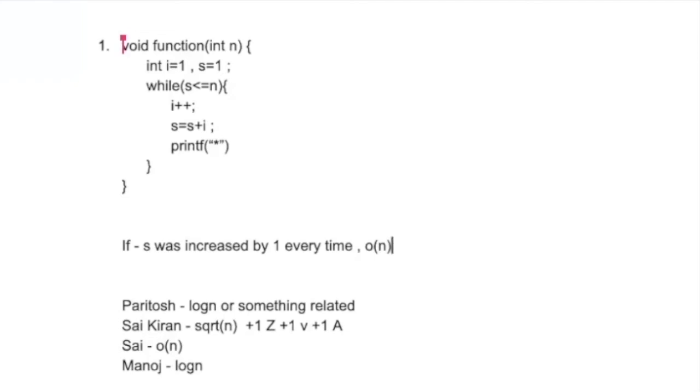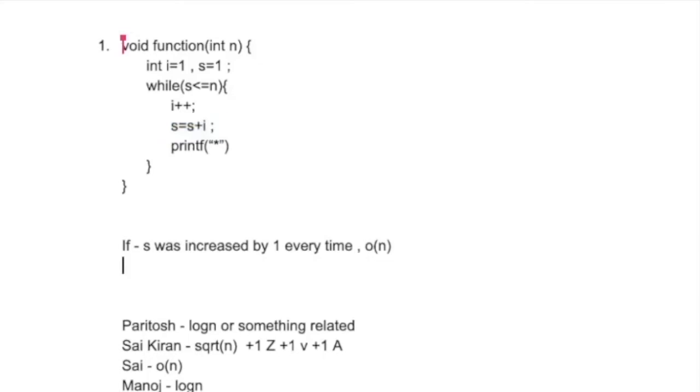But here's a slight difference. S is not getting incremented by 1 every time. Rather, s is incremented by i every time, and i is also getting incremented every time. So i initially was 1, the next time it will be 2, the third time it will be 3, right? So s was initially incremented by 1, then by 2, later by 3, and so on. Since s is getting increased by an increasing value every time, the number of operations inside the while loop will be somehow less than n. It will not be proportional.